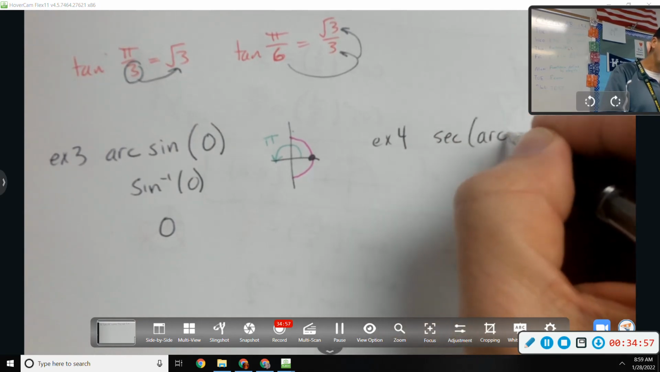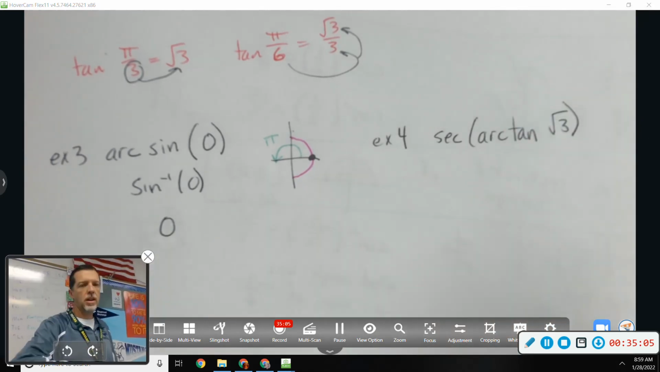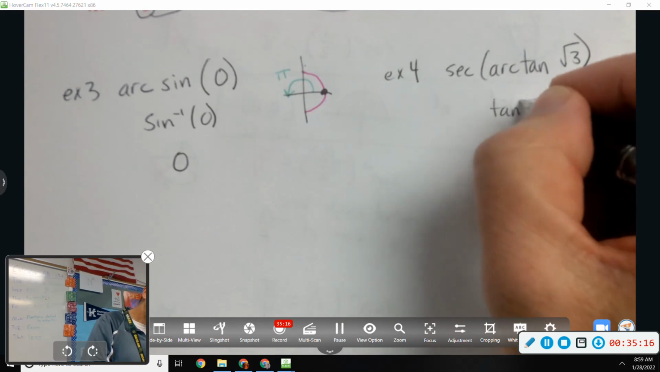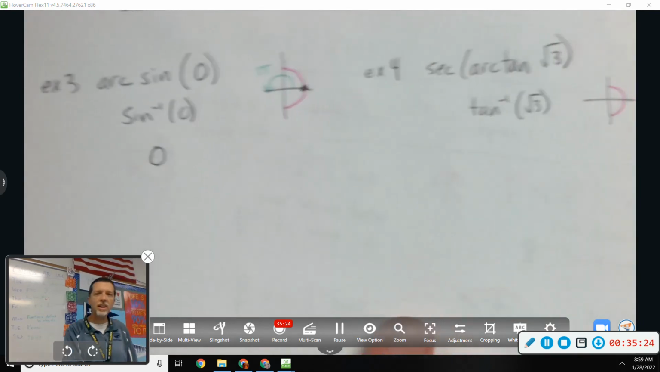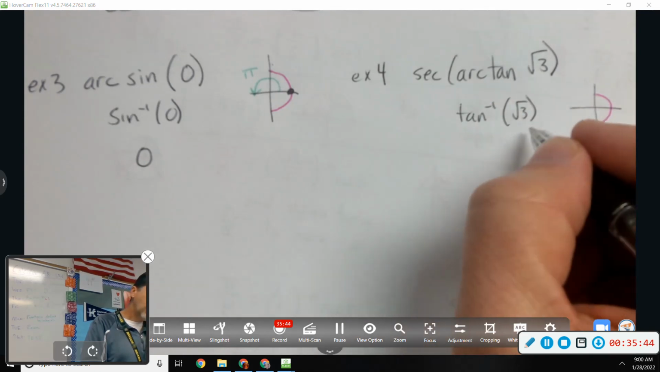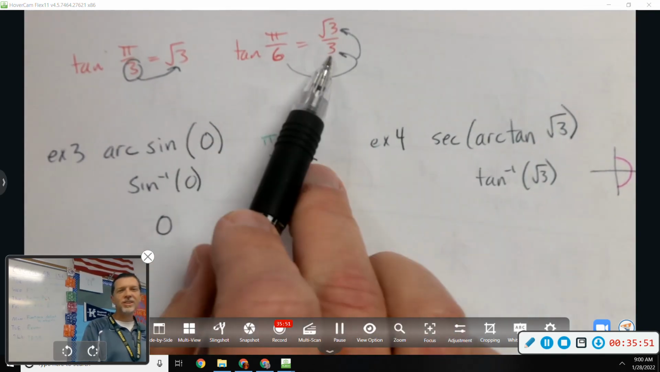Let's get really fancy here. The secant of the arctangent of square root of 3. So really, it's just two problems at once. Inverse tangent of square root of 3. Inverse tangent's got to come from 1 and 4, just like sine. So what angle has a tangent of root 3? Well, what quadrants are we going to be in, 1 or 4? It's got to be 1, because it's positive. And then which angle has a tangent of root 3? Use the little hint there. Pi over 3.